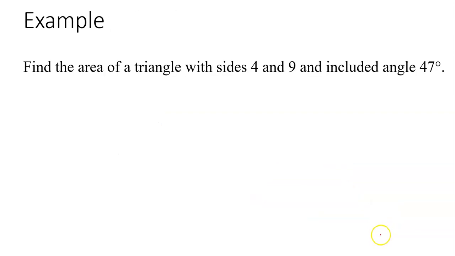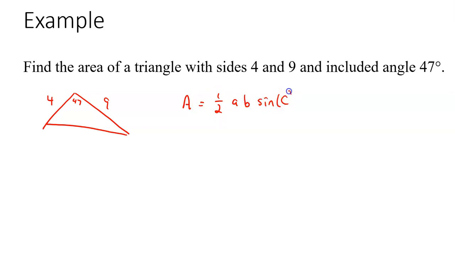So the question says, find the area of a triangle with sides 4, 9, and an included angle of 47 degrees. This one doesn't give us any units for the 4 and the 9, but that's okay. So here's a side of 4. Here's a side of length 9. It says the included angle is 47 degrees. So this angle here, 47 degrees. Formula, area equals 1/2 side times side times the sine of the angle between them. So in this case, our two sides are 4 and 9, and then the angle measure is 47 degrees.